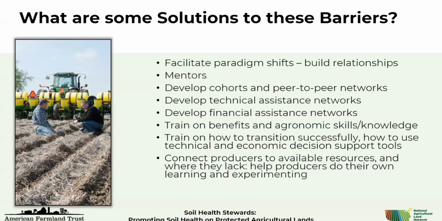So there are some solutions, right? We've talked about mentors and developing mentoring groups, really having some of those innovators available in a community, developing cohorts and peer-to-peer networks, technical assistance networks, financial assistance networks. We'll talk a lot during this course about how to connect farmers with those resources in your community so that they have the help that they need. Really training farmers on the benefits and the agronomic skills and knowledge to be able to make that transition in a successful way.